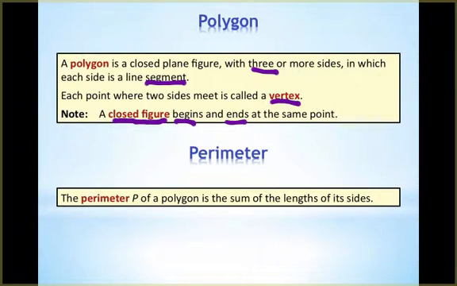So an example of a polygon would be a triangle. It has three sides. The point where the sides meet is called a vertex. And those sides are straight lines. Now, once we have a polygon, what we can do is find the perimeter or the distance around the polygon. And to find the perimeter, we just find the sum of the lengths of the sides. So we're just going to add up all the sides.